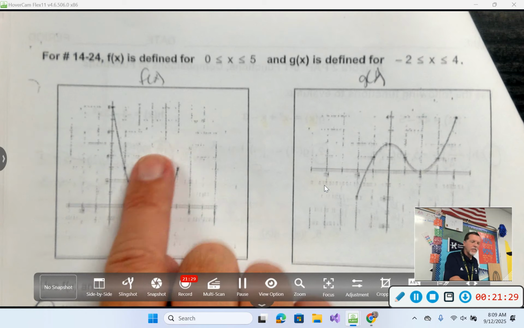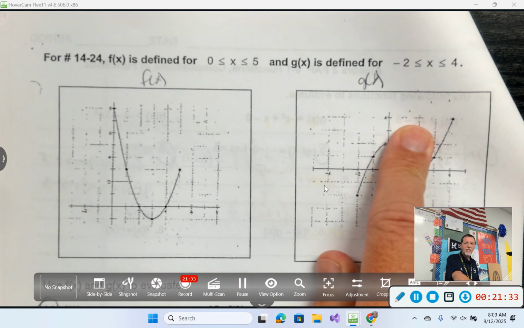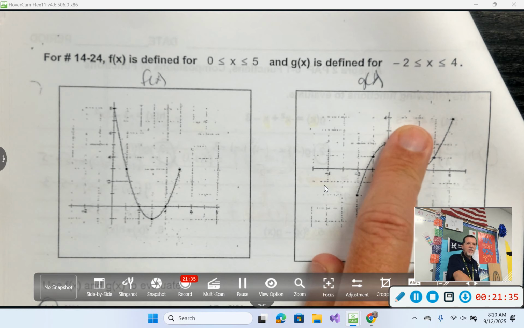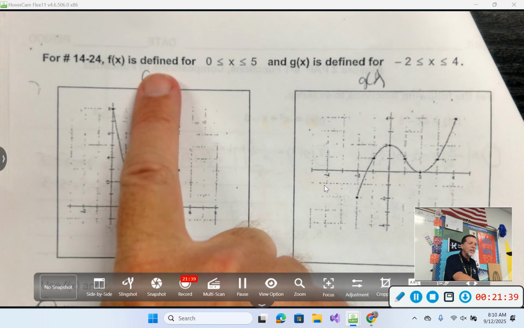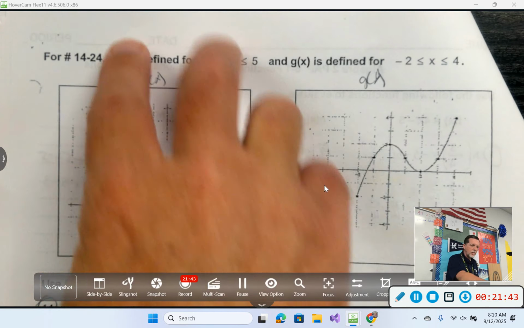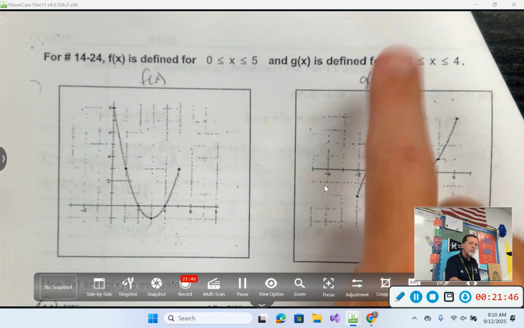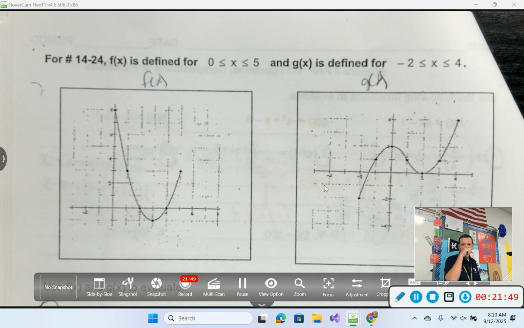The first graph, this isn't as clear as it should be, but that first graph is f of x. The second graph is g of x. I mean, it tries to say it up there, but it doesn't really match them up very well. F of x is defined from 0 to 5. So this is the f of x graph. G of x is defined from negative 2 to 4. So this is the g of x graph.